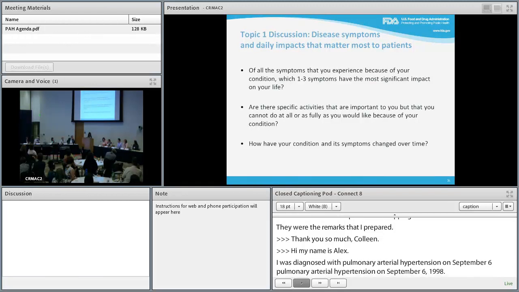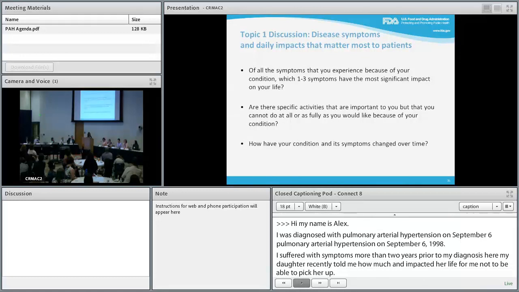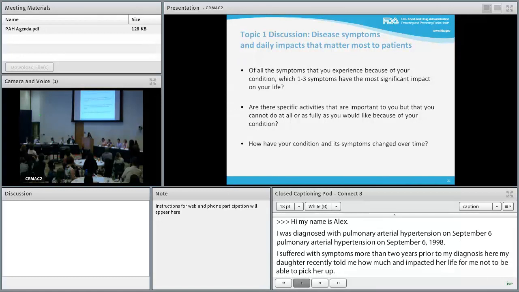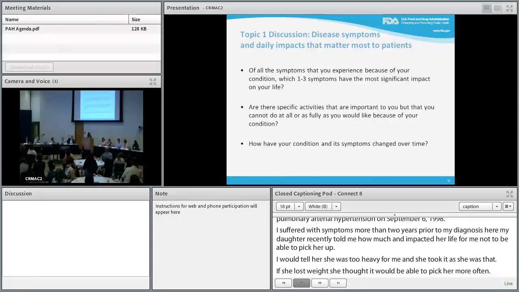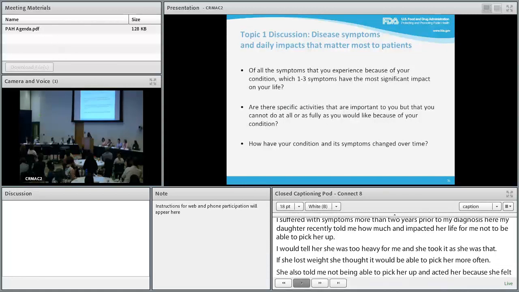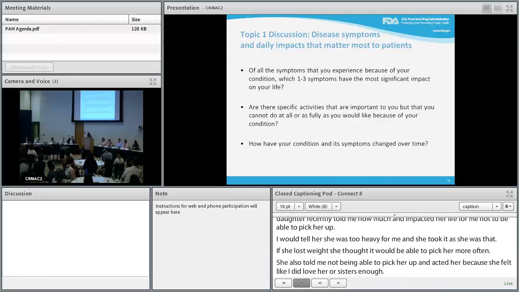My daughter recently told me how much it impacted her life for me not to be able to pick her up. I would tell her she was too heavy for me, and she took it as she was fat. And if she lost weight, I'd be able to pick her up more often. She also told me not being able to pick her up impacted her because she felt like I didn't love her or her sisters enough. I did cuddle with them as often as I could, but picking them up was so important to them. I really don't understand it, but that's how they felt.